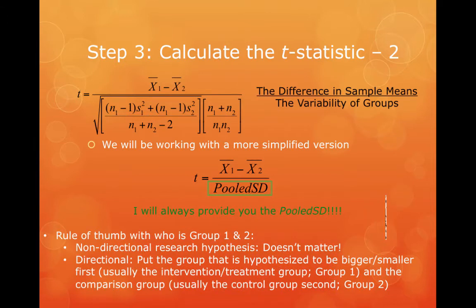Rule of thumb, deciding who is group 1 and who is group 2. If you're doing a non-directional research hypothesis test, it doesn't matter which one is group 1 or group 2. However, if you are positing a direction and you're positing a directional research hypothesis, put the group that is hypothesized to be bigger or smaller, whichever one it is, first. And this is usually going to be the intervention or the treatment group. You can treat them as group 1. And then the comparison group, which is usually going to be the control group, if you have a control group, can be group 2.